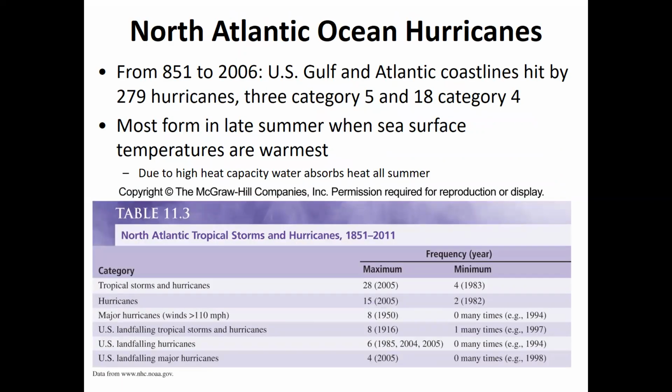So from 1851 to 2006, the U.S. Gulf and Atlantic coastlines have been hit by 279 hurricanes, 3 category 5 and 18 category 4. Most form in late summer when the sea surface temperatures in the North Atlantic are at their warmest. Due to the high heat capacity of water, it takes a while for the water to warm. So very early in the summer, the water isn't warm enough yet. It's later in the summer and in the early fall that the sea surface temperatures in the North Atlantic are at their highest. So that's peak hurricane season in the North Atlantic.